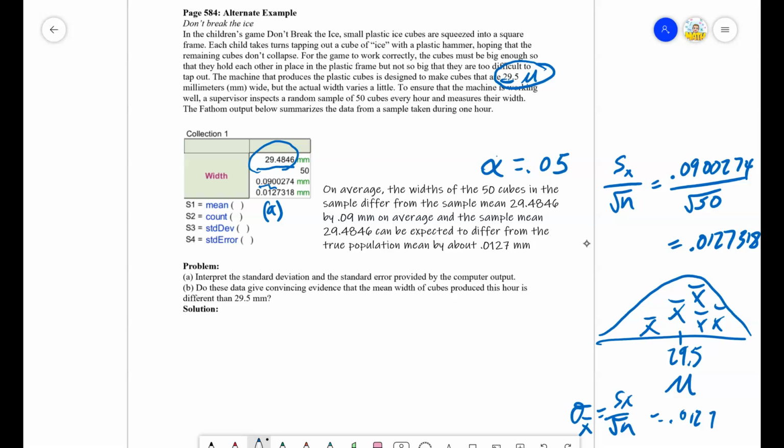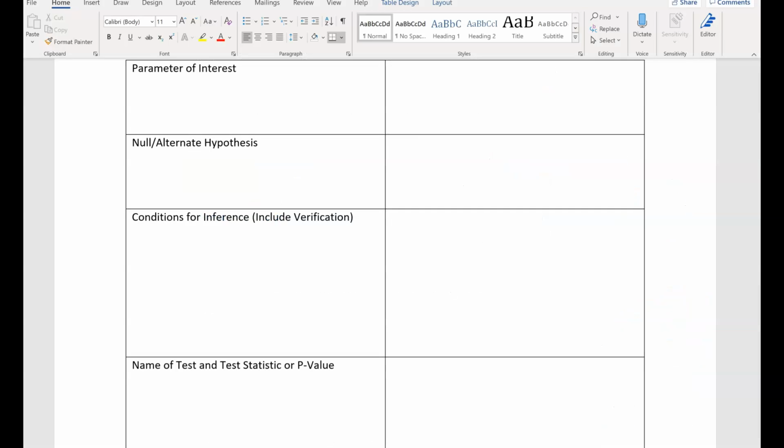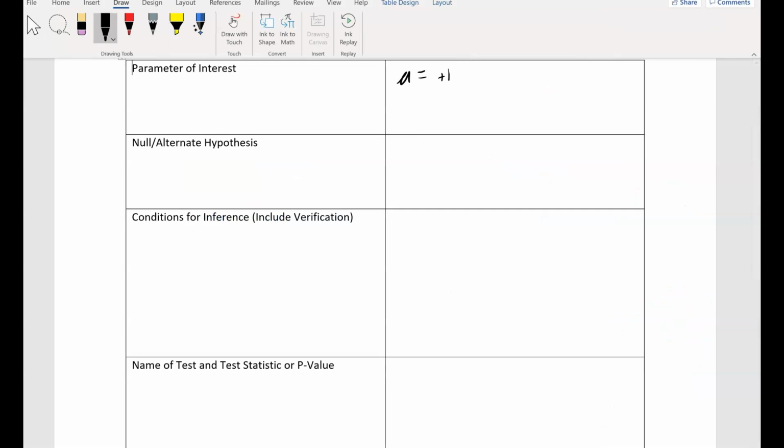So now for part B, I'm going to go to my template. So mu is going to be the true mean diameter, I think, not width. No, it is width. It was right the first time. The true mean width of cubes produced in this hour.